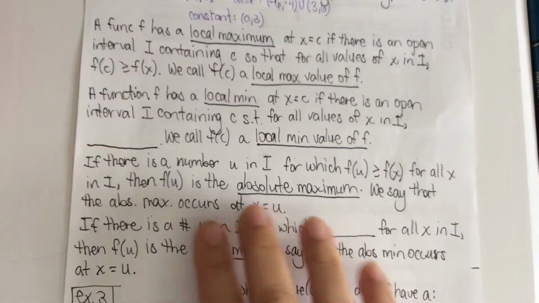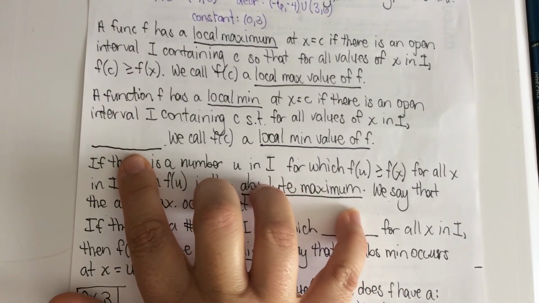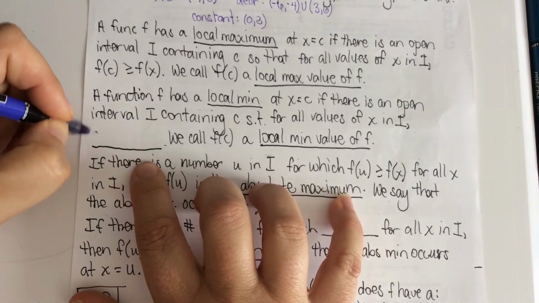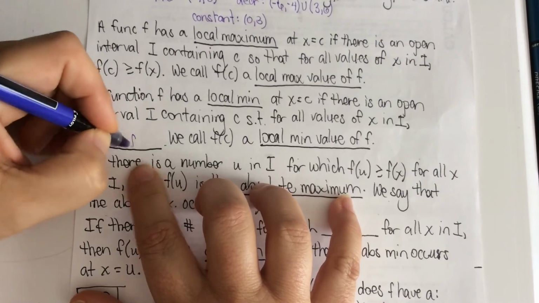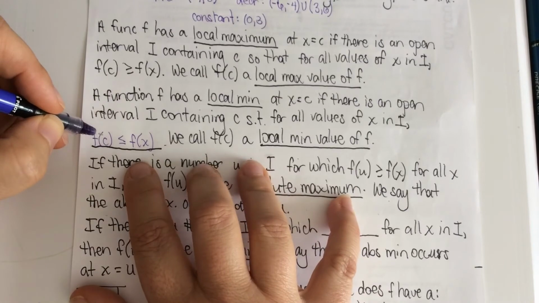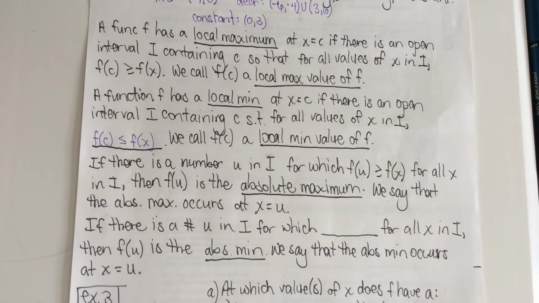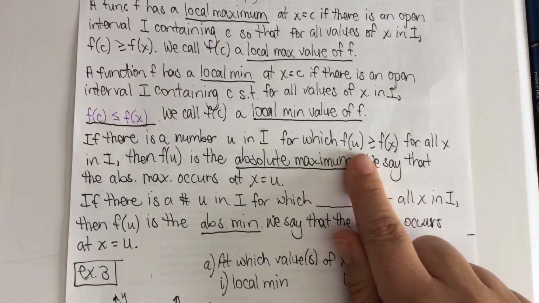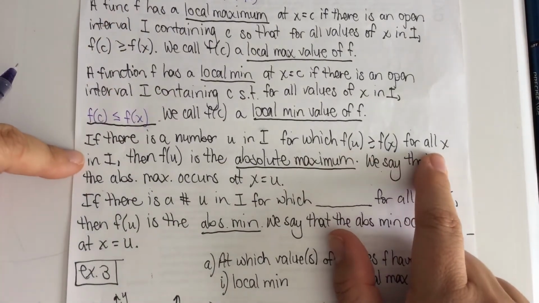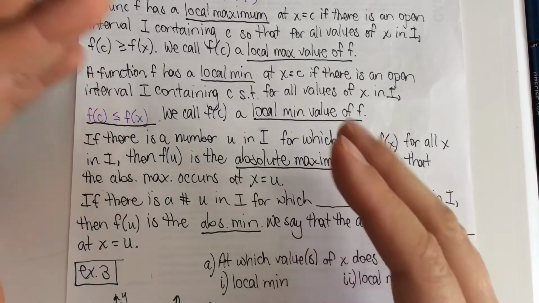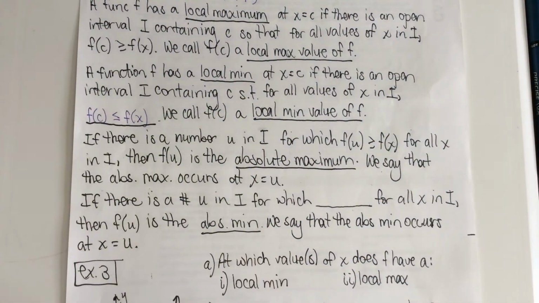Okay? So see if you can fill in this blank for me real fast. Okay, f of c is less than or equal to. So this is the lowest point on some region of the graph. I'll explain what I mean by some region of the graph when we actually look at a graph. If there's a number where it's the highest point for all of the x values on the entire graph, that's where it's an absolute. So local is I'm looking at just a portion of the graph. Absolute is I'm looking at the entire graph.